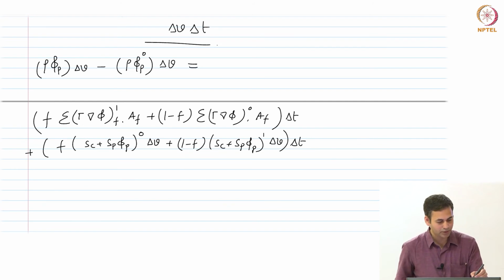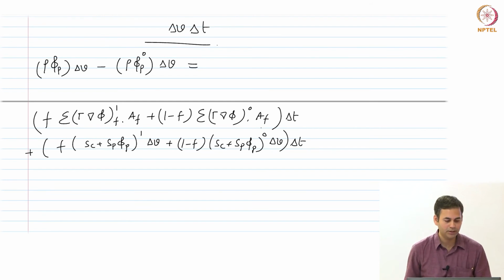Oh, sorry, this should be 1 or none and this should be 0. Okay, 0, fine, 1 and 0. Is that correct otherwise? Okay, yeah. Now this gamma grad phi dot af would give rise to what terms?